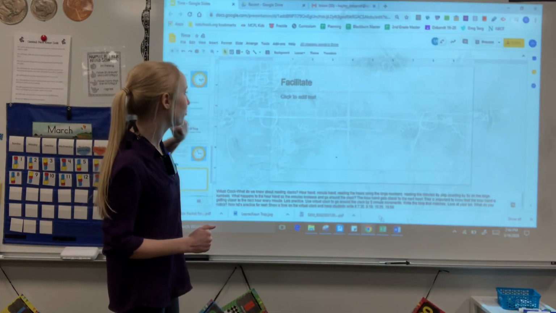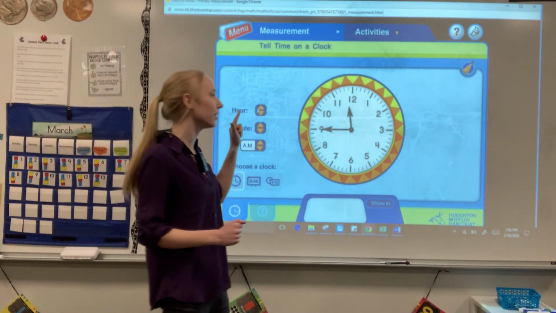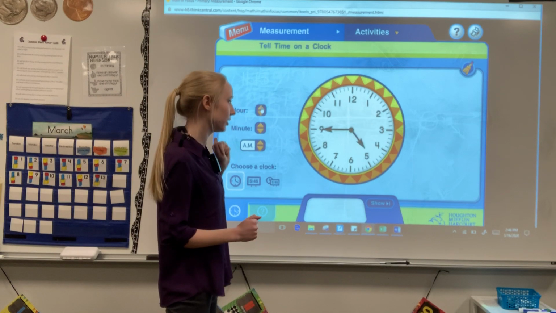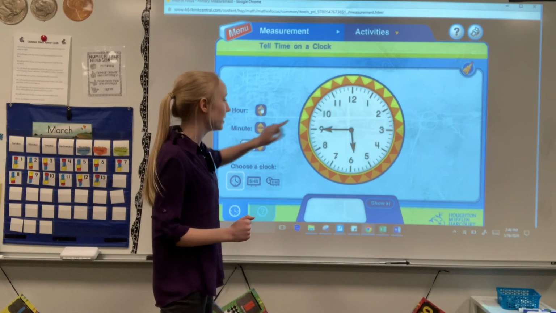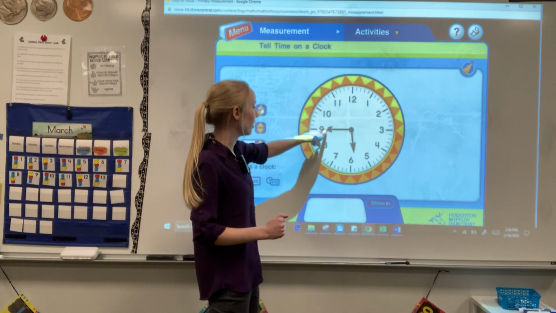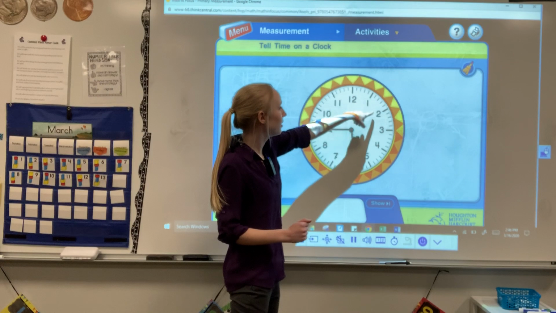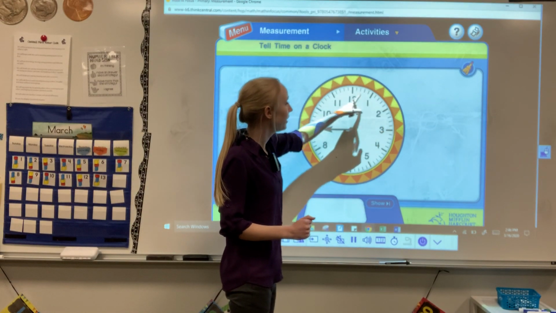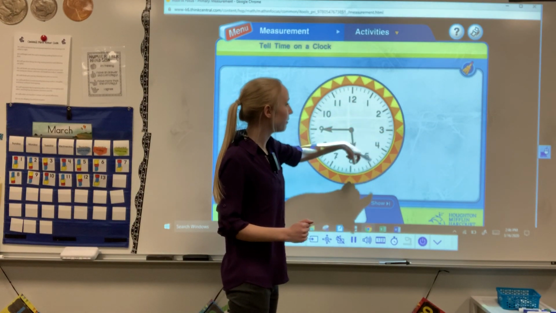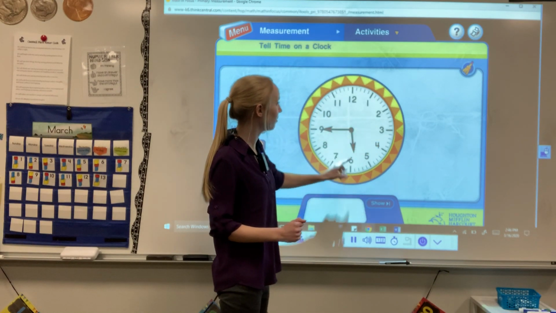Okay, so for our facilitate, we are going to be looking at a couple of times on the clock. And let's review real quick some time. So we have the shorthand is an hour, the longhand means the minute, the tick marks on the clock are by 1, and each big number is by 5. So we have 5, 10, 15, 20, 25, 30.